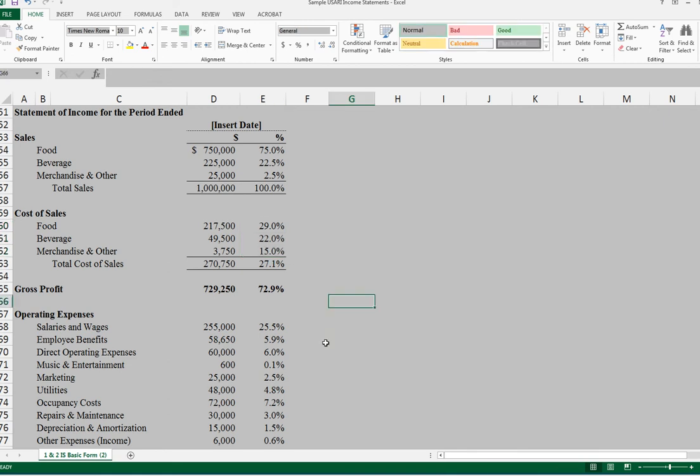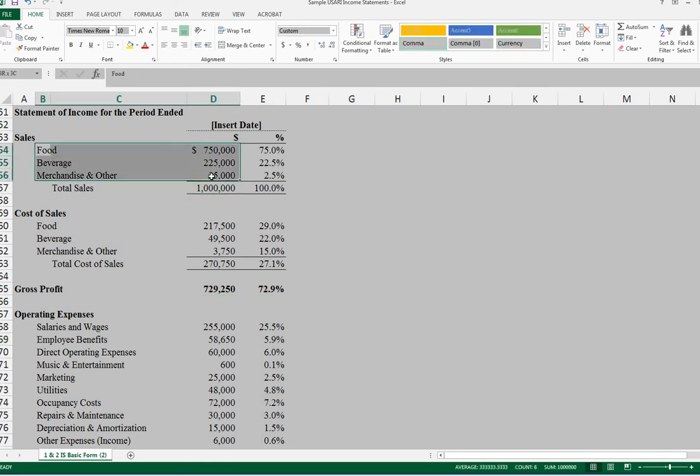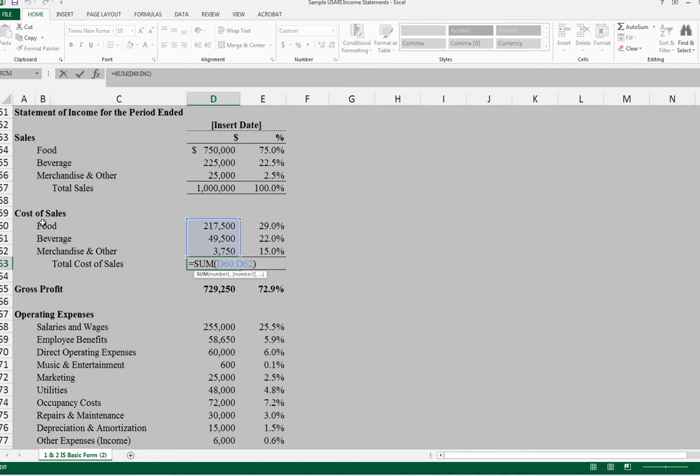We have subtotals here that add up all of our individual line items of sales, and a subtotal of each individual cost of sales line that was broken out. After sales and cost of sales, we have a gross profit line that just takes total sales minus total cost of sales.